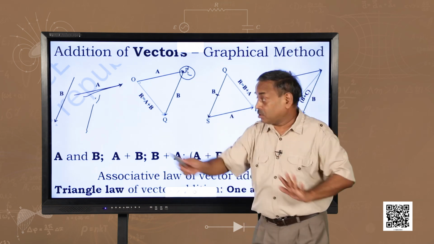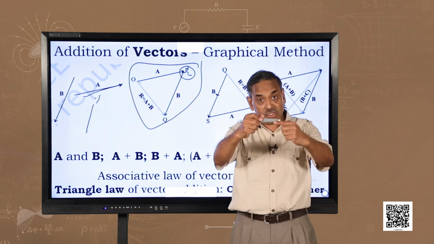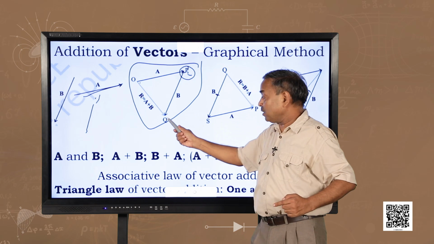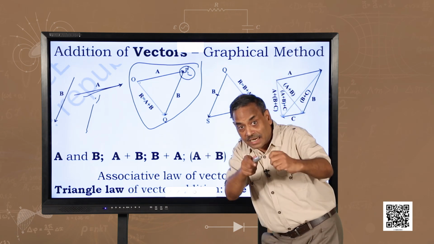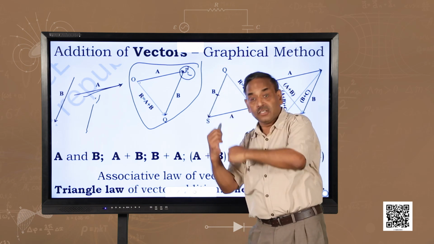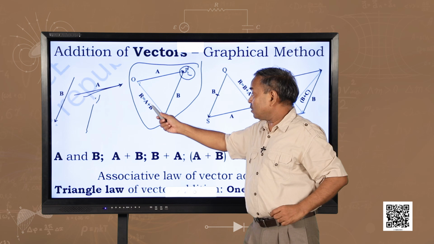Now, look at that picture. What is happening? The initial point was O and the final point is Q. So, the resultant vector is a vector whose tail is at O and whose head is at Q. Look at this. So, this R is equal to A plus B.